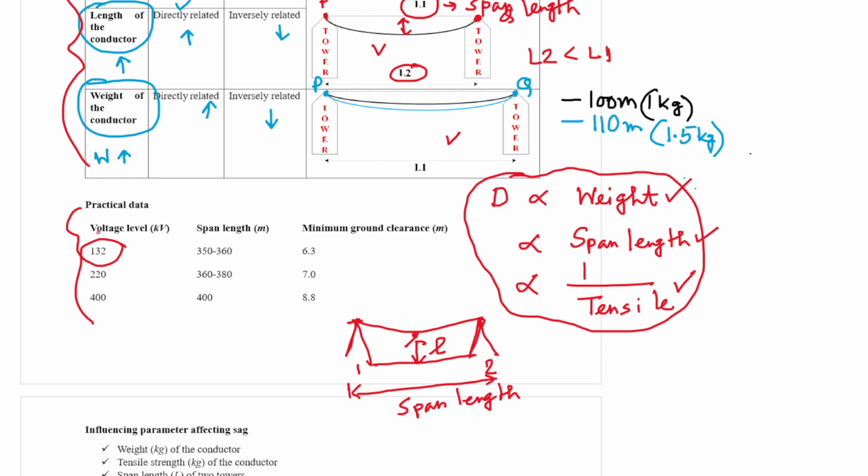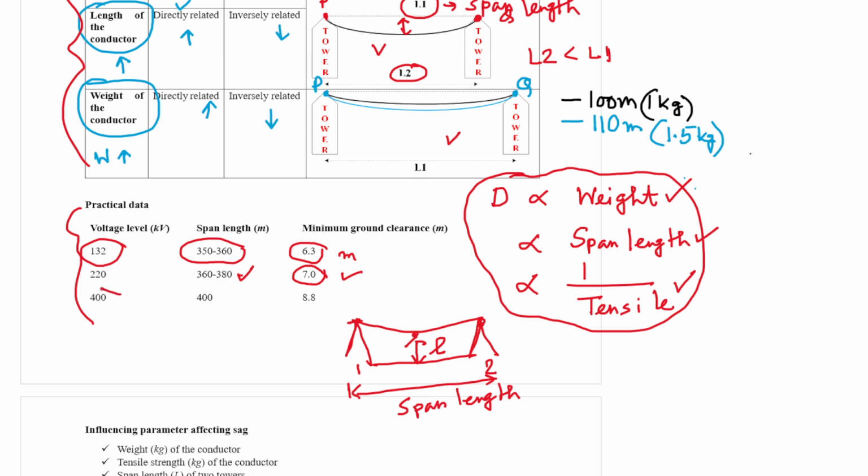For a 132 kV transmission line, the span length is kept around 350 to 360 meter, and the minimum ground clearance is 6.3 meter. Similarly, for a voltage level of 220 kV transmission line, span length is increased a little bit, 360 to 380 meter, and minimum ground clearance also increases; it is 7 meter.